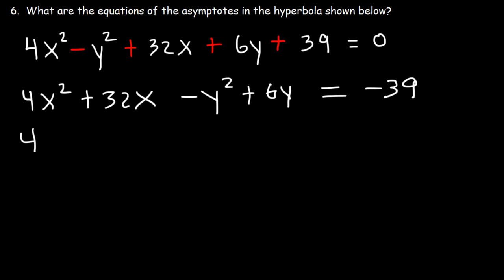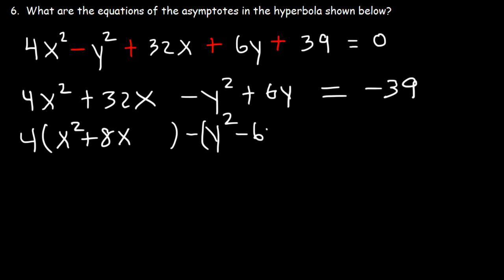So let's take out a 4 from x squared and 32x. So we're going to get x squared plus 8x. And let's leave a space. Now, let's factor out a negative from the y squared and the positive 6y, which will now be negative 6y.